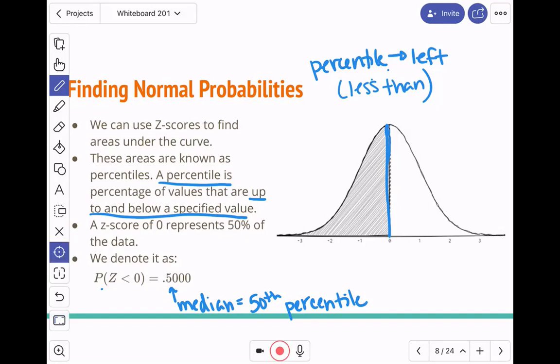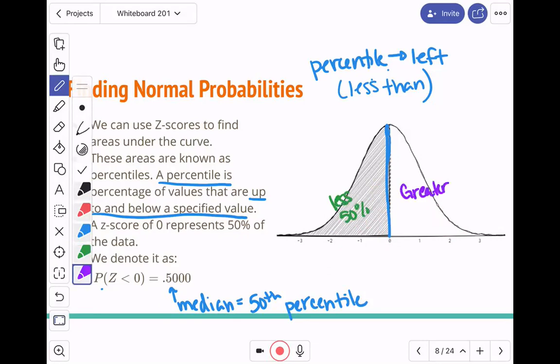And that means that anything to the left of this should have a percentile or percentage that's what? Up to here is 50, right? Anything to the left should have a percentage that's less than 50%. Anything to the right should have a percentile that's greater than 50%. That's how this works, all right? Anything on this side will be less than 50%. Anything on this side will be greater than 50%.